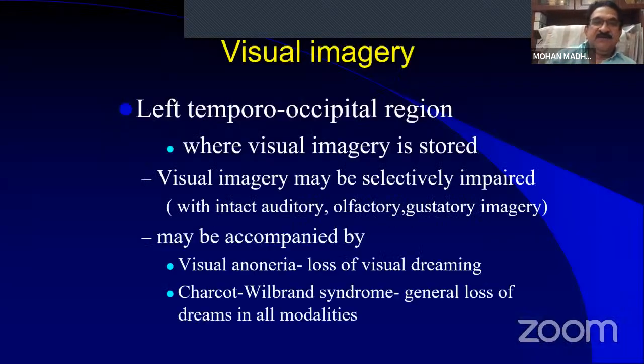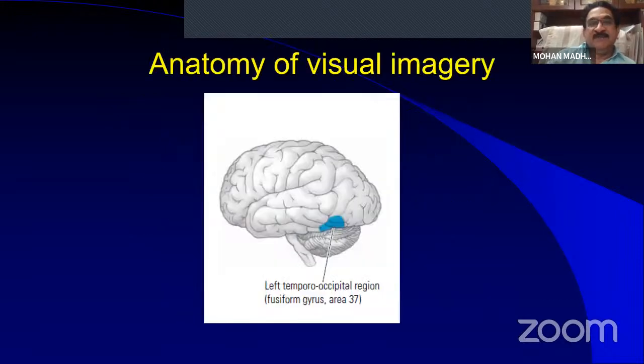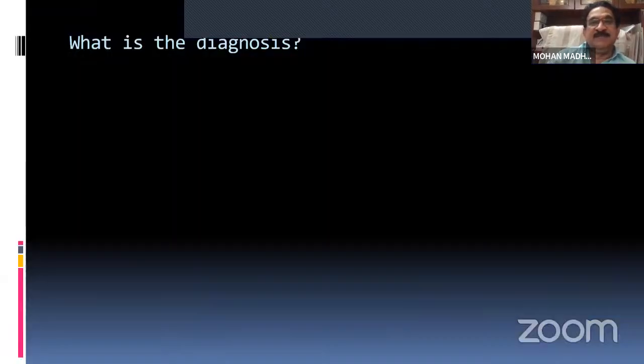There is a very interesting condition called visual anomalia. There's a loss of visual dreaming, so you cannot dream about the beautiful things which you had in your life even before. Another syndrome, called Charcot-Wilbrand syndrome, has a general loss of dreams in all modalities, not only visual. And this points to the site of the lesion for visual imagery.